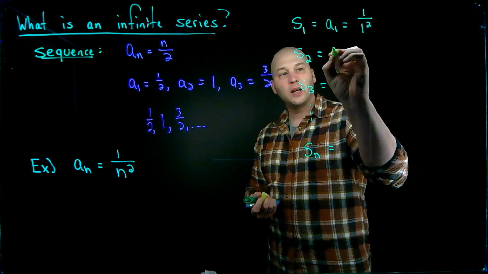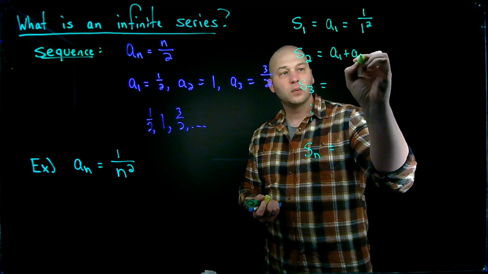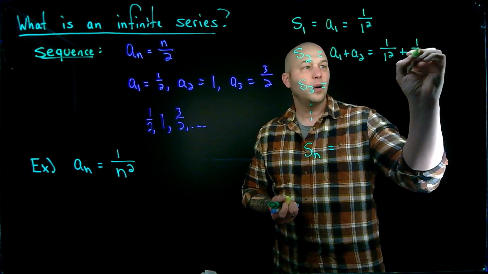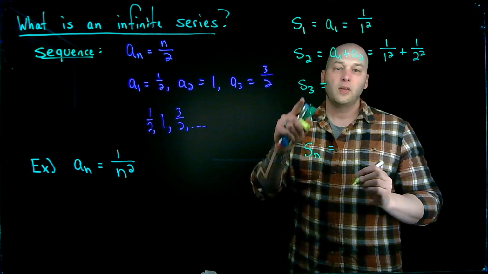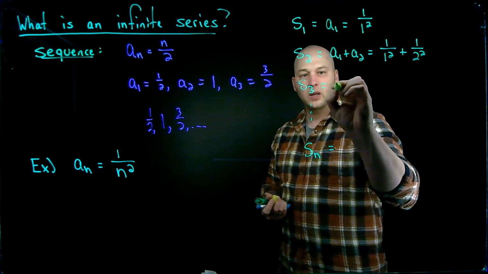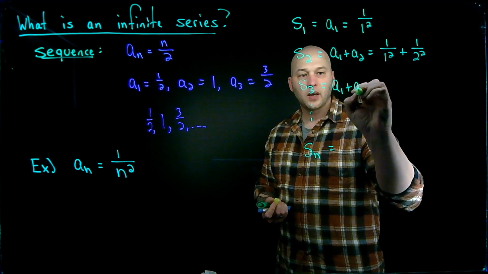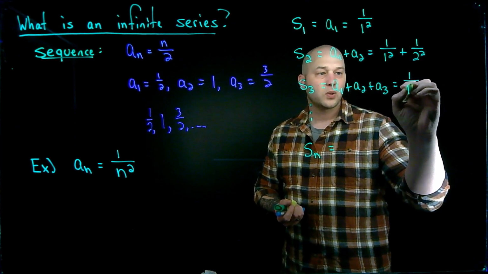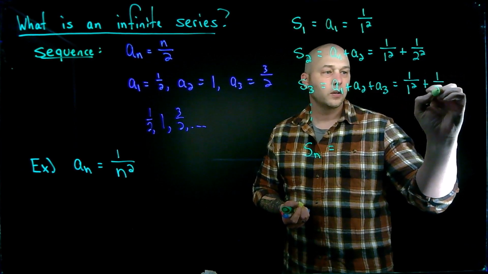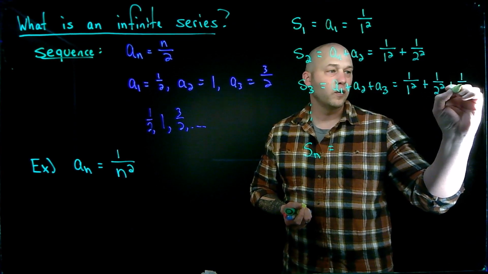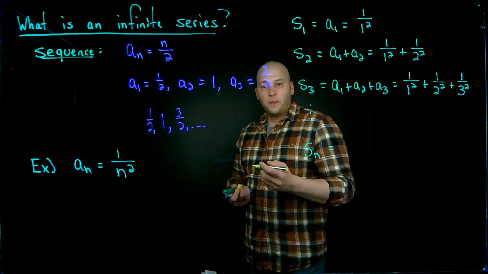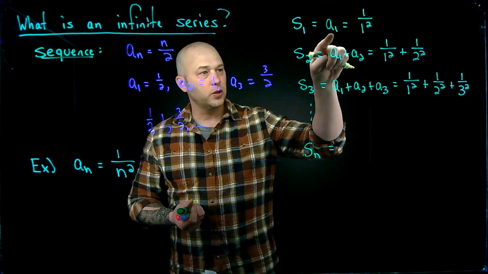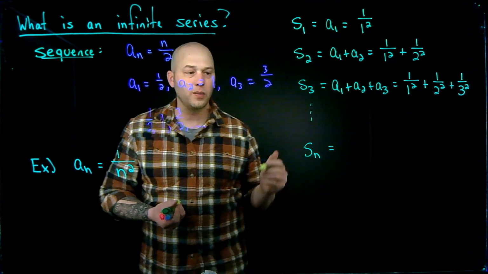S2 is going to be A1 plus A2. In other words, 1 over 1 squared plus 1 over 2 squared. The third term in this new sequence is going to be A1 plus A2 plus A3, which again is 1 over 1 squared plus 1 over 2 squared plus 1 over 3 squared. So you can see that these are adding up the first term, the first 2 terms, the first 3 terms, the first 4 terms, etc.